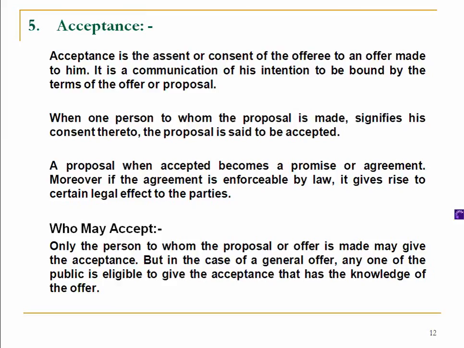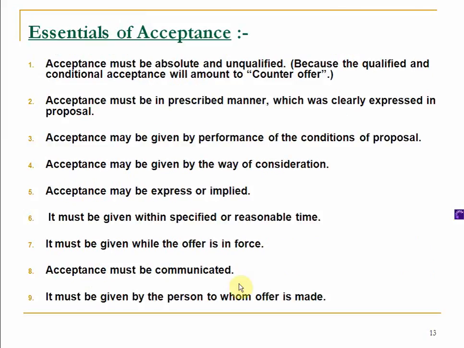A few points are here for the essentials of acceptance. First, acceptance must be absolute or unqualified. It means if you are accepting the proposal in the same way, this is known as acceptance; otherwise it will be a counter offer. Secondly, acceptance must be in the prescribed manner which was clearly expressed in the proposal. If it was told by the proposer to accept in a certain way, then the offeree has to follow the same instruction. Otherwise, it will not be deemed an acceptance.